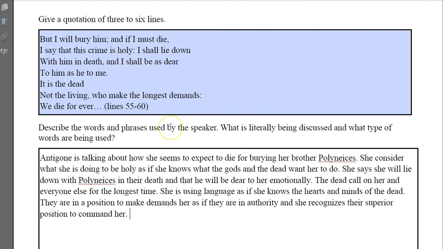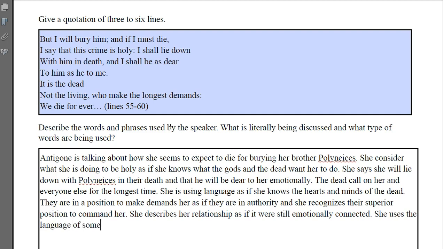So, I shall lie down with him. She describes her relationship as if it were still emotionally connected. I don't like what I'm doing here, but this is a rough draft. She uses the language of someone who is married, as if they were going to be in bed together. Again, this stuff's creeping me out, just writing it, but that's what it is.